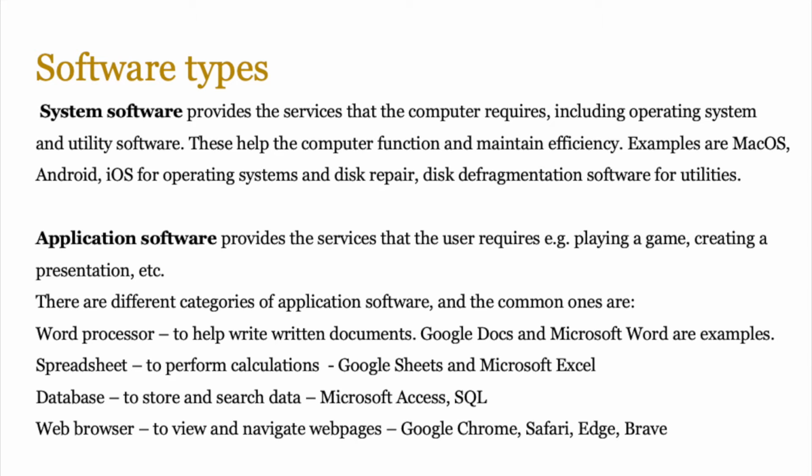System software provides the services that the computer requires, including the operating system and utility software, and these enable the computer to function and maintain efficiency. Examples of operating systems are Mac OS, Android, iOS, Windows. And for utilities that these operating systems use, disk repair, disk defragmentation software, even virus checkers and backup software can all be considered utility software. These make the operating system more efficient.